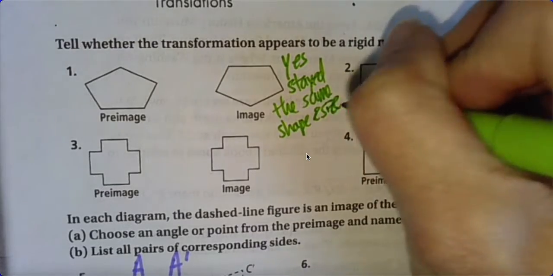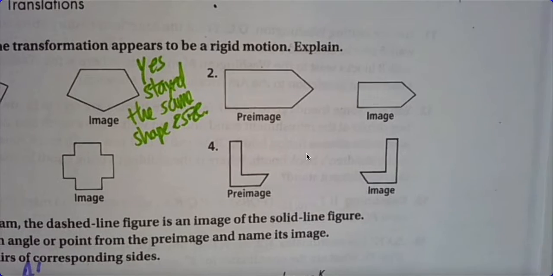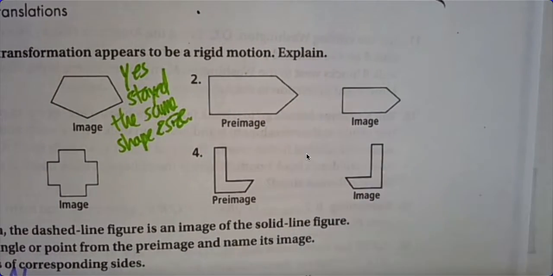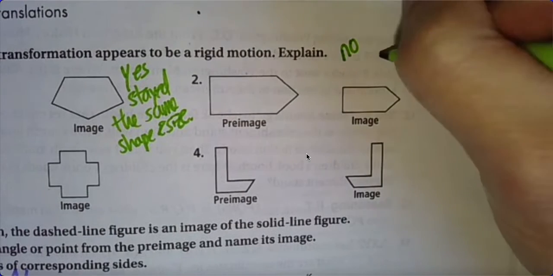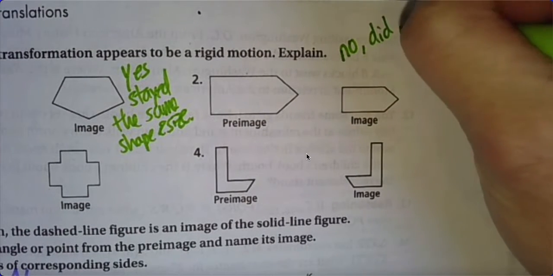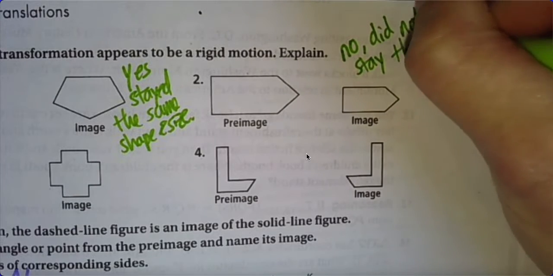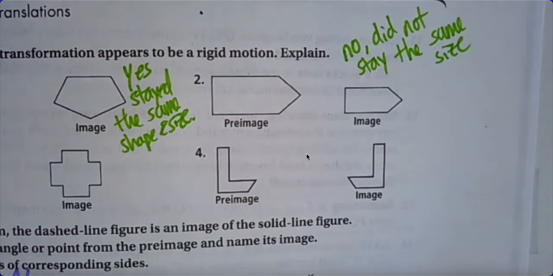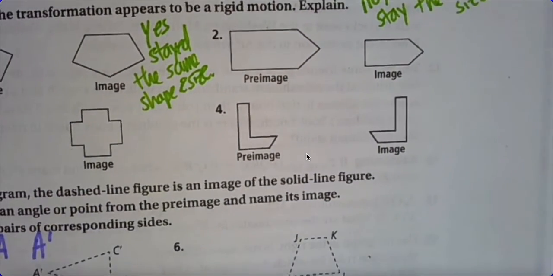So, I'll help y'all with number 2 as well. Number 2, does there appear to be rigid motion? Did it stay the same shape and size? No. So you would say no. And what would your explanation be on this one? Did not stay the same size, or it got smaller. Okay, there's not rigid motion. Do the same thing on 3 and 4. 3 and 4 are the same answer.